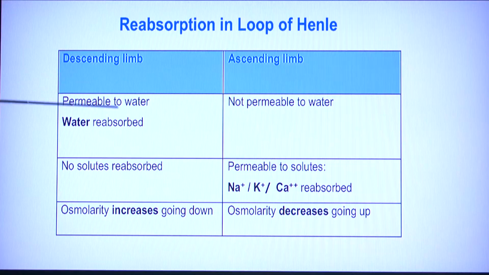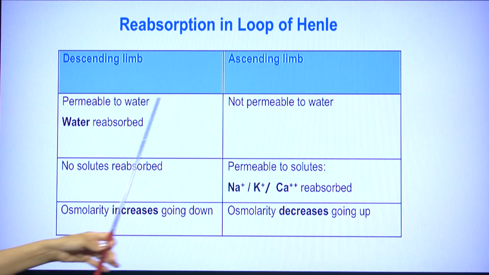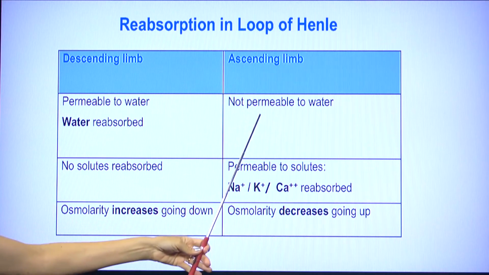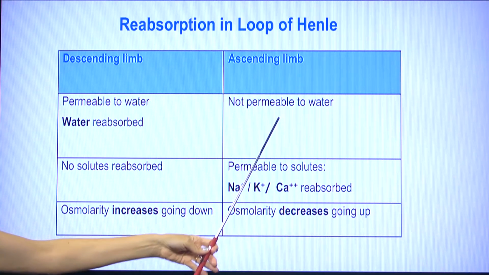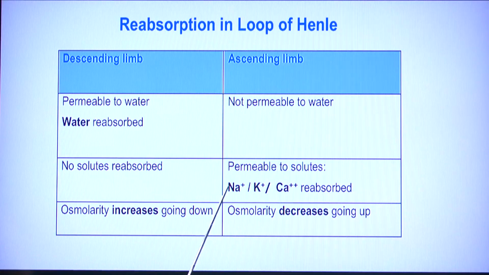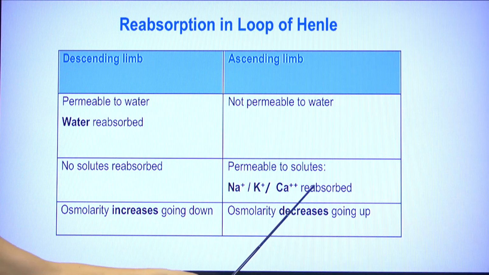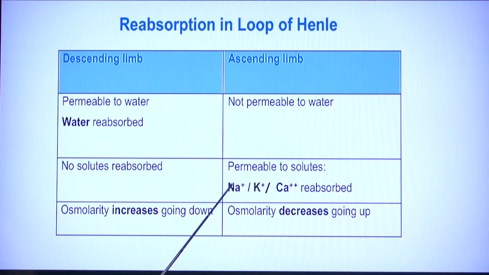The descending limb is permeable to water, so water can leave and go to the blood. Water is going to be reabsorbed. It is not permeable to solutes, so no solutes can leave. The ascending limb is different, the exact opposite. It is not permeable to water, yet it is permeable to solutes, sodium, potassium, calcium. These are going to be reabsorbed, and we're going to see that there's a sodium pump that is going to be pushing sodium out of the ascending limb.